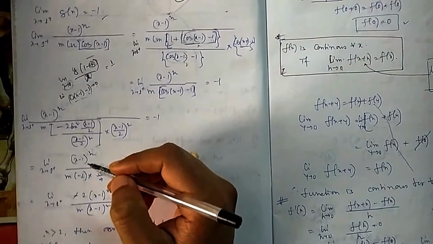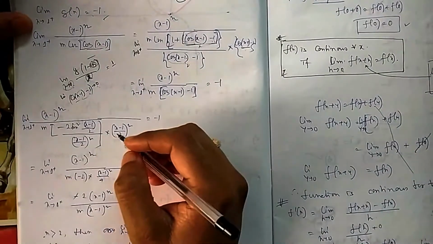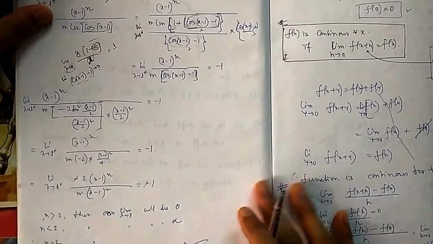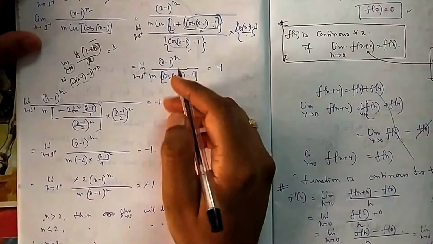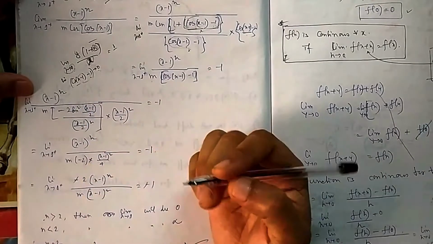So that's why L'Hopital's rule will not give you n. That's why it is better to go by the formula. If you go by the formula, you can also try, no issue. But because I need to calculate n, that's why I have gone this way.